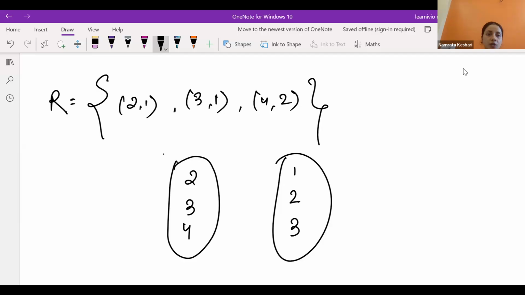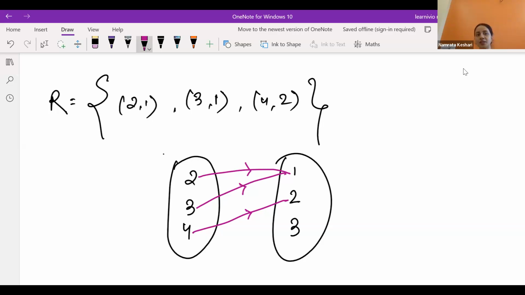So we are just trying to check, is this relation a function or not? Can we call it a function? The image of 2 is 1, the image of 3 is also 1, the image of 4 is 2. The first condition says that each and every element from the first set must have its image. 2 has an image, great. 3 has an image, great. 4 has an image, great.